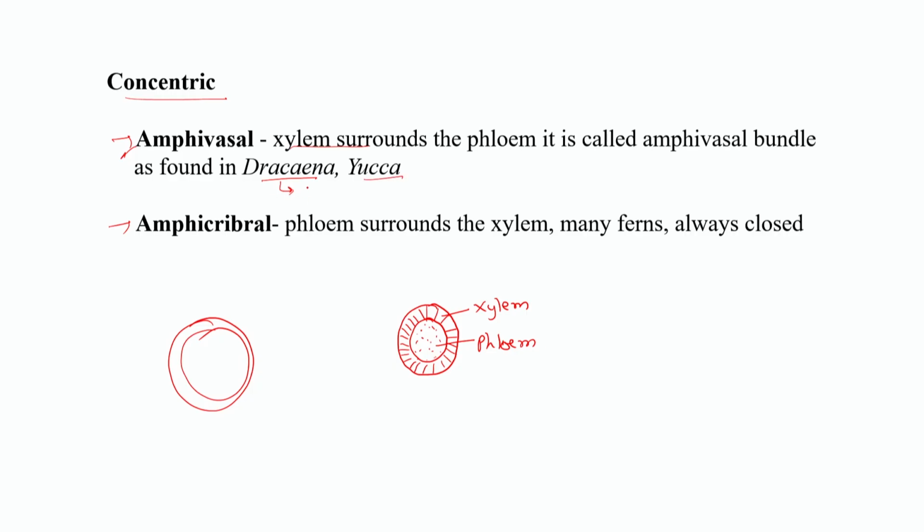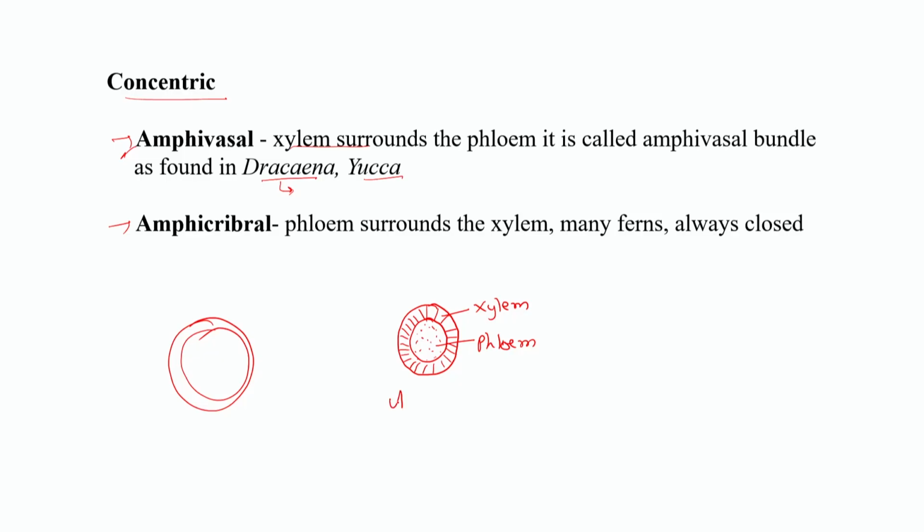Dracaena is basically a monocot and it has anomalous structure because monocot does not have secondary vascular tissues, but in Dracaena secondary vascular tissue occurs and these bundles occur in this form that xylem completely surrounds phloem. So, this is known as amphivasal. And then you have amphicribral, in which phloem completely surrounds the xylem.